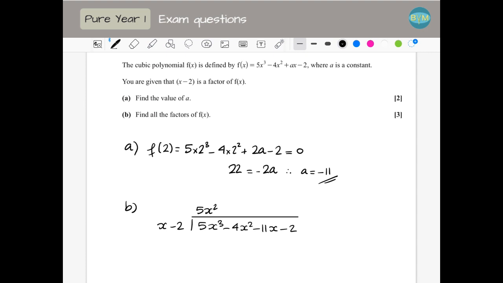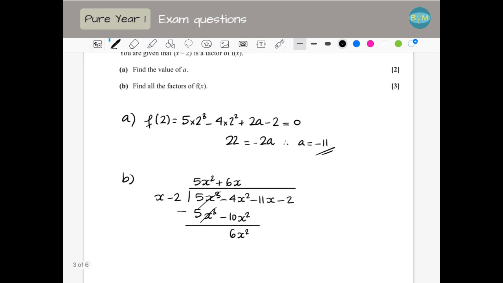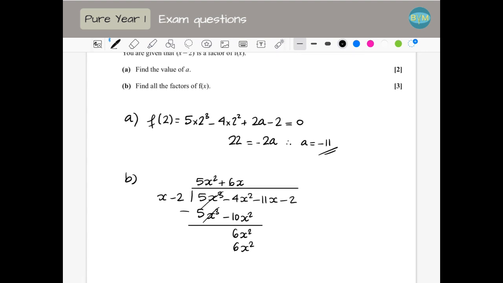When I multiply, I have 5x cubed minus, I'm multiplying just this by this, minus 10x squared. I subtract, these two are gone, and I have minus 4 minus minus 10 is 6x squared. And then I divide. So 6x squared divided by x is plus 6x. 6x times x is 6x squared. 6x times 2 is minus 12x. And again, I subtract. 6x squared minus 6x squared are gone, and minus 11 minus minus 12 is 1x.